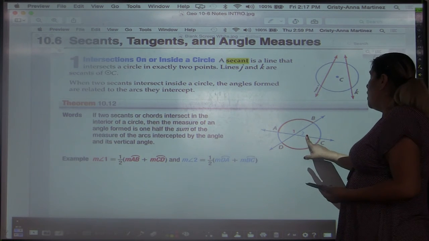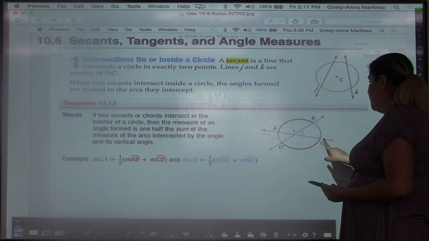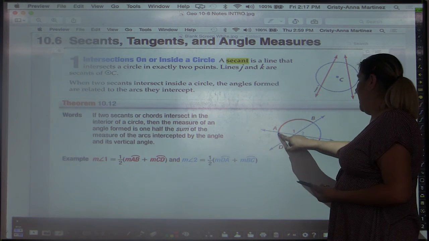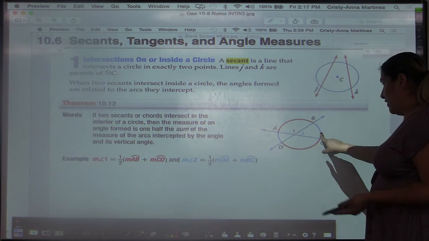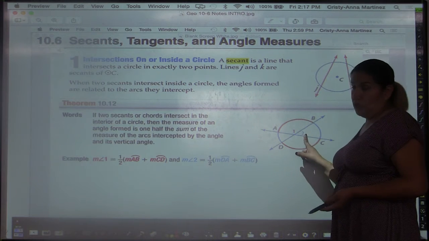Likewise, for angle 2, your intercepted arcs would be BC and also DA. You add those 2 together, divide by 2, and that will equal angle 2.